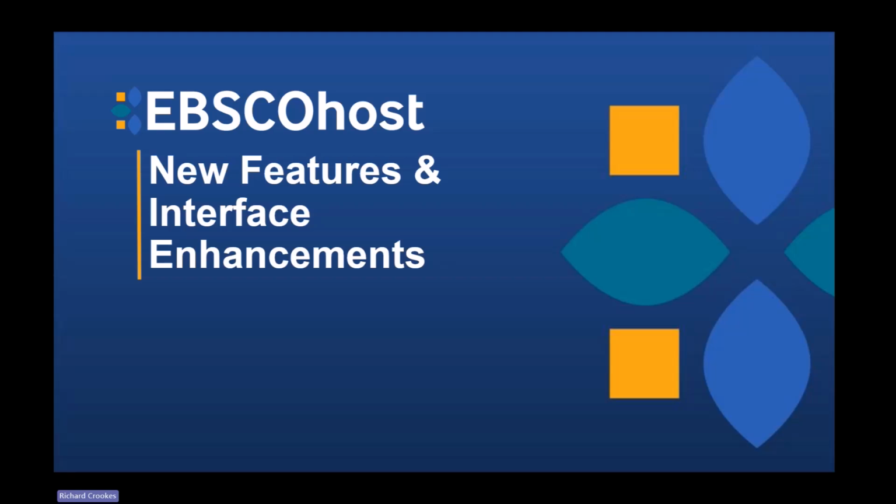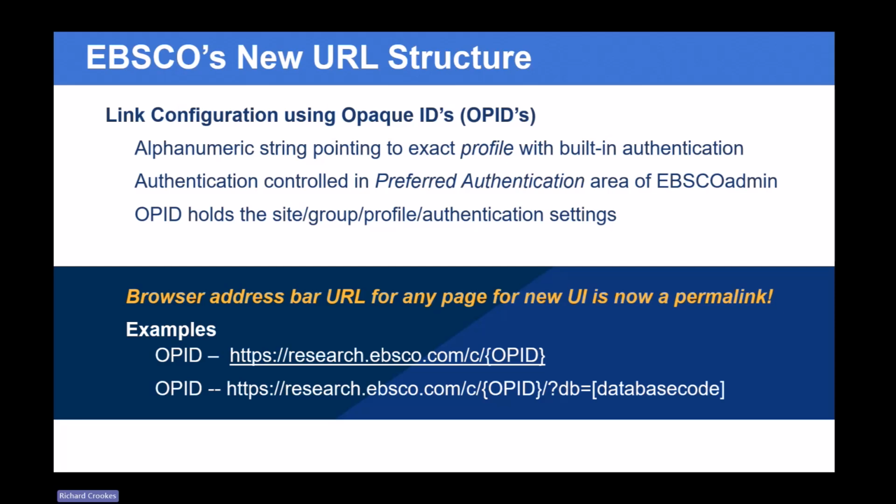We want to look at some of the key features in recent enhancements to the interface. So again, this will be applicable to other EBSCOhost databases as well. So just to mention then, the EBSCO new URL structure. So what does this mean in practice? It means essentially the browser address bar URL can now be used for any page as a permalink. In other words, you can bookmark the web link for that resource, that access that material, as it were.